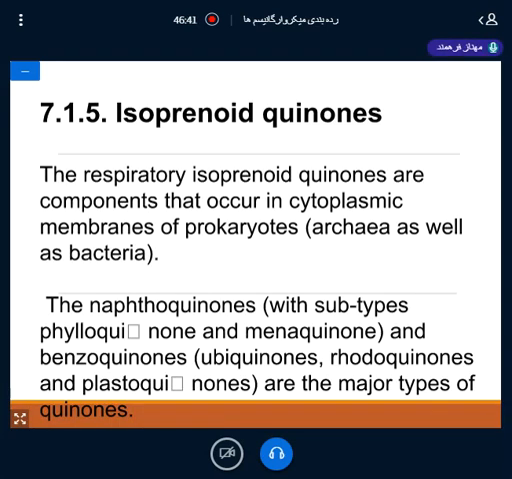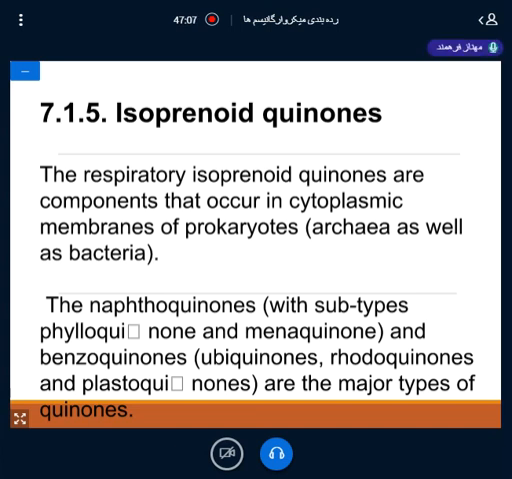Okay, the next phenotypic characteristic that we are going to study is isoprenoid quinones. As a phenotypic taxonomy approach, we can use isoprenoid quinones. So we can characterize isoprenoid quinones, which are very important for the taxonomy of bacteria.